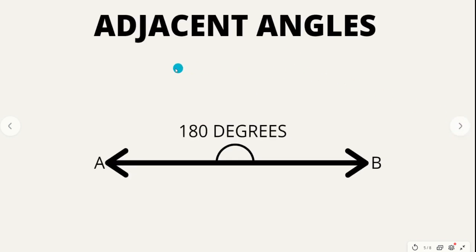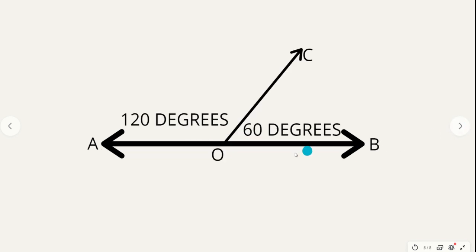And next, coming to adjacent angles. Here, understanding adjacent angles is very easy. Here we say a complete 180 degrees angle, and if you draw a line, an arm, in between that, what happens? The angle divides into two.